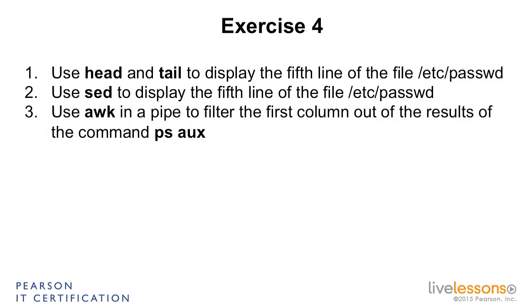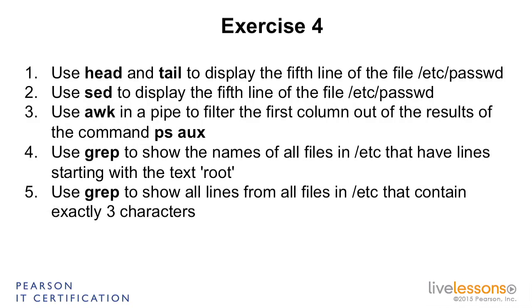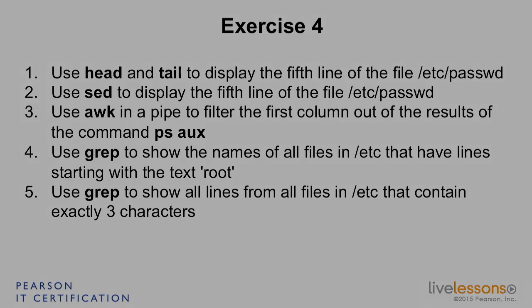In the third question, I ask you to use awk in a pipe to filter the first column out of the results of the command ps aux. And then I would like you to use grep to show names of all files in /etc that have lines starting with the text root. Following that, you should use grep to show all lines from all files in /etc that contain exactly 3 characters, and that's all.